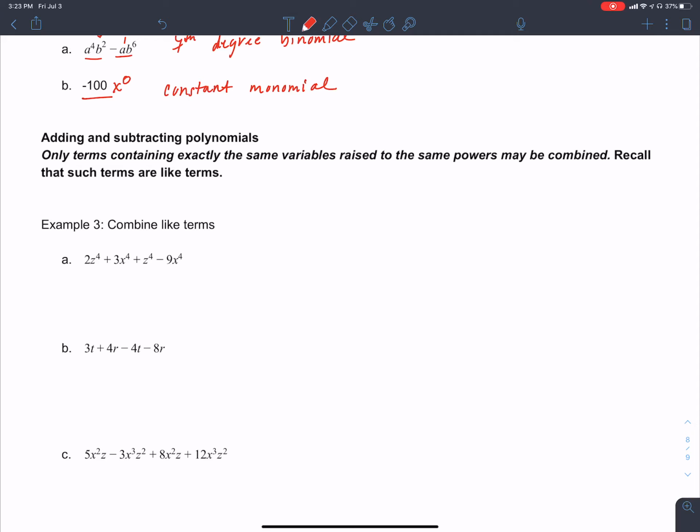Okay, so here we go. Combine like terms. Now, when I combine like terms, I'm going to do just like boxing at the beginning, or underlining, sorry, to show you what the same terms are. So I've got 2z to the 4th. Its partner is z to the 4th. So I always take the sign out front when I'm adding. So 2z to the 4th plus z to the 4th is 3z to the 4th. And then I've got 3x to the 4th minus 9x to the 4th, so minus 6x to the 4th. Okay? All right, let's do another one. 3t minus 4t is negative t, and 4r minus 8r is negative 4r.